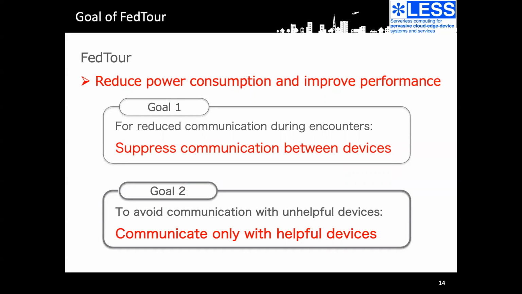We propose two goals that FedTour needs to accomplish. First, FedTour must reduce the number of communications between devices, which further increases power consumption. The second goal of FedTour is to allow devices to only communicate and exchange weights with helpful devices. In other words, those devices that will improve the local model.